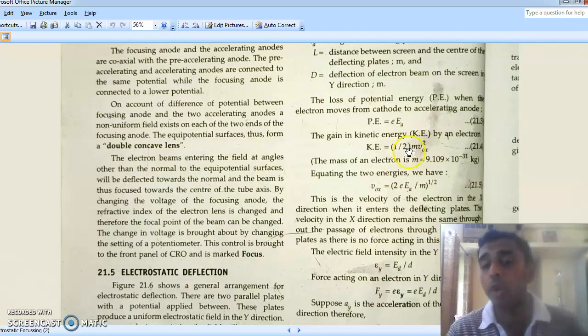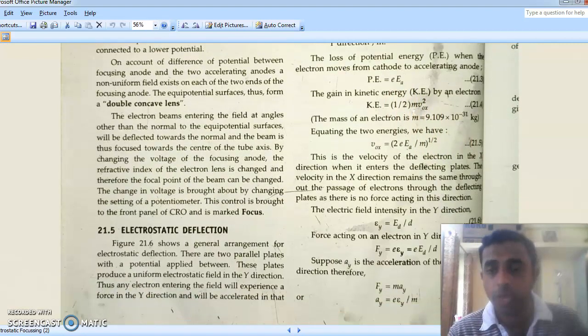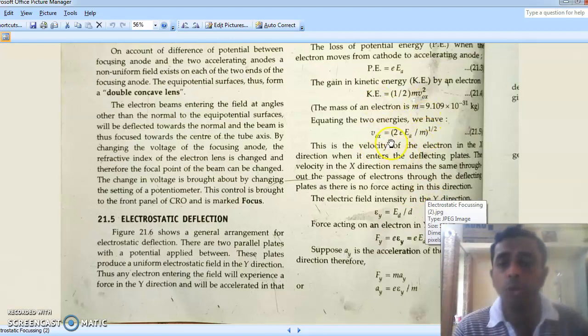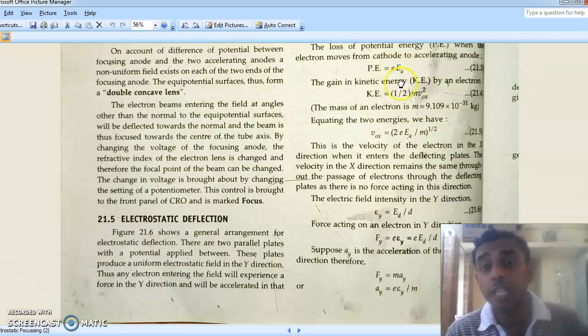Now, what is kinetic energy? It's a well-known equation, half m v square, and this is the initial velocity in the x direction, where m is the mass of the electron. From this equation we can get the value for Vox. Now, at the point of entry, what happens? How do you get this equation? At the point of entry, these two are the same. This one is equal to this one, and equating both, you get this equation for Vox.